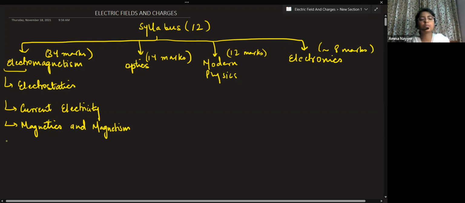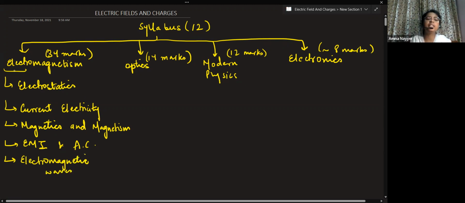Then in electromagnetism, we have electromagnetic induction, that is EMI, and alternating current, that is AC. And one last is electromagnetic waves, EM waves. So this whole column deals with your electromagnetism and is of most weightage, approximately 34 marks. This varies 32 to 35 marks every year. Then in optics, we have 2 chapters. We deal with ray optics and we deal with wave optics.